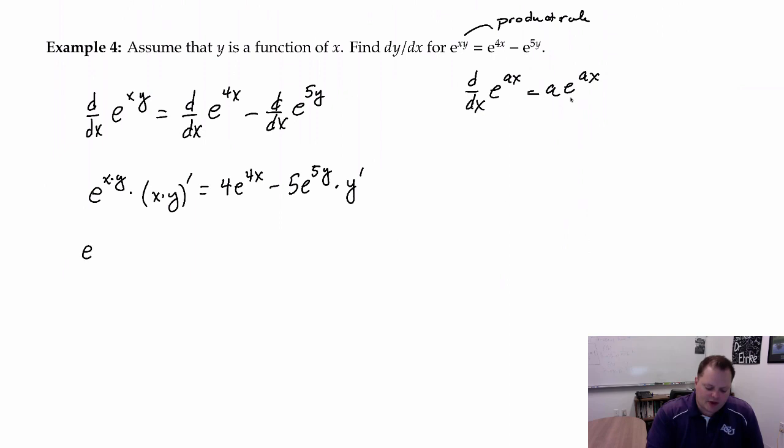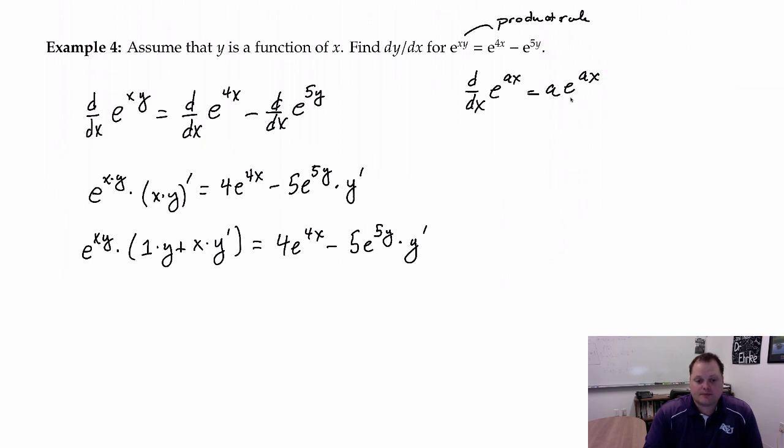Okay, I've still got to go over here and do product rule. So the derivative of x is 1 times y plus x times the derivative of y, which is y prime. And then on the right-hand side, we've already taken all the derivatives there, so this is what we have.